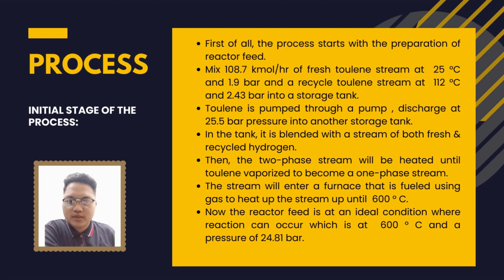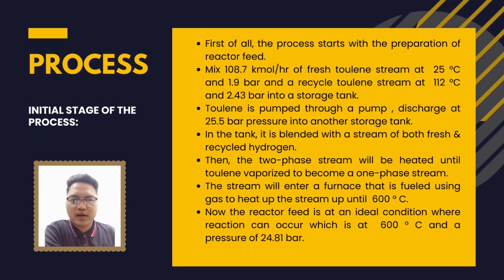Assalamualaikum warahmatullahi wabarakatuh. My name is Rahman Hamimi and I will present to you about the process of the production of benzene. First of all, the process starts with the preparation of reactor feed. So, 108.7 kmol per hour of fresh toluene stream at 25 degrees Celsius and 1.9 bar of pressure is mixed with a recycled toluene stream at 112 degrees Celsius and 2.43 bar of pressure into a storage tank.